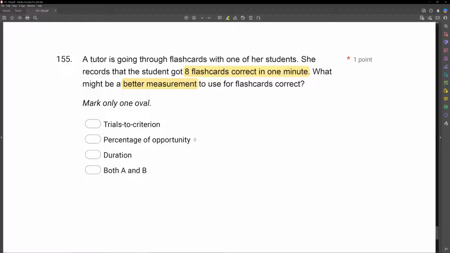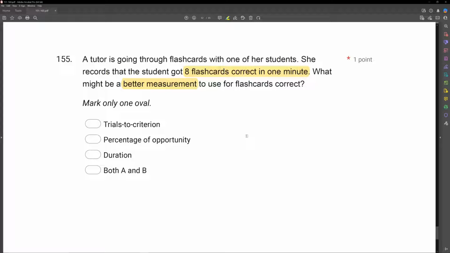This is pretty good, right? What if the first minute 10 cards are presented and they get 8 right? The next minute 15 cards are presented and they get 11 right. That percentage is going to tell us probably more accurately rather than, well, the first time they got 8 in a minute, the next time they got 11. Well, the second time they only got more flashcards because more flashcards were presented. So that needs to make sense to you, right?